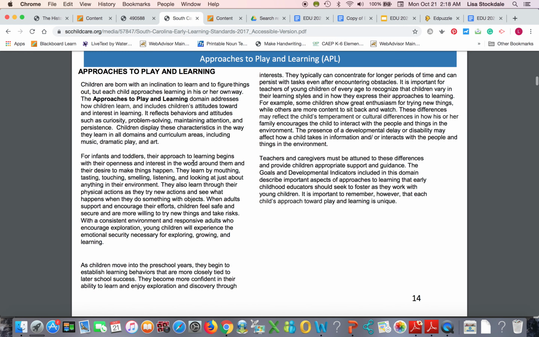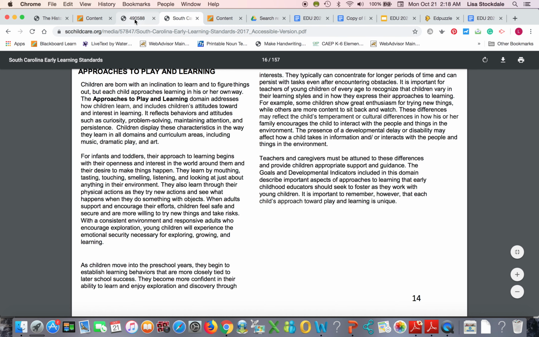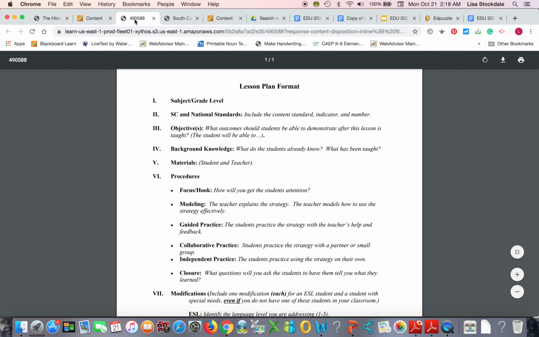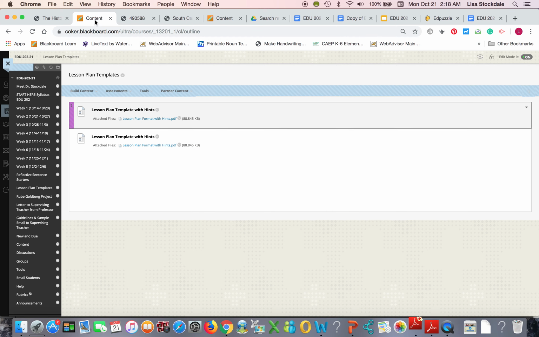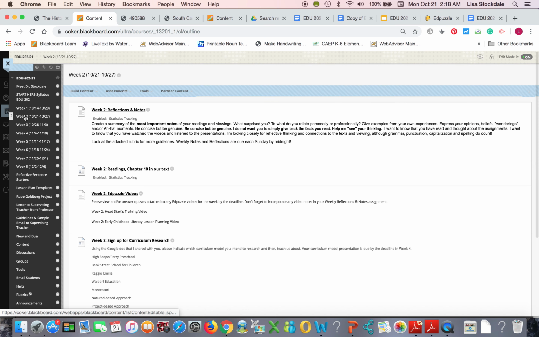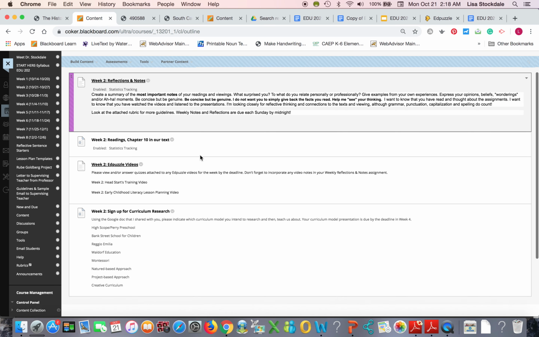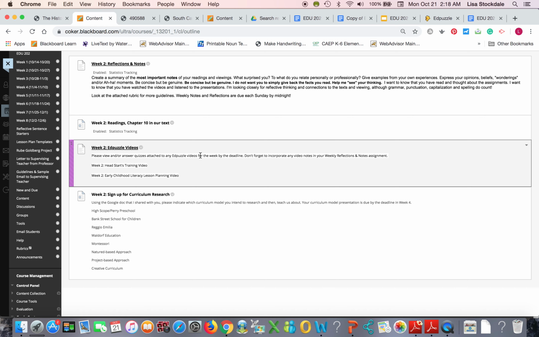We're going to look at those areas, and in this document, each one of those areas is defined and explained. So part of your job this week is not necessarily to read the South Carolina Early Learning Standards, but to get familiar with this, because you are going to be looking for a standard next week, and I'll go over that with you in more detail. If we go back to Blackboard and go to week 2, you will see that your assignment is to read chapter 10 in our text.